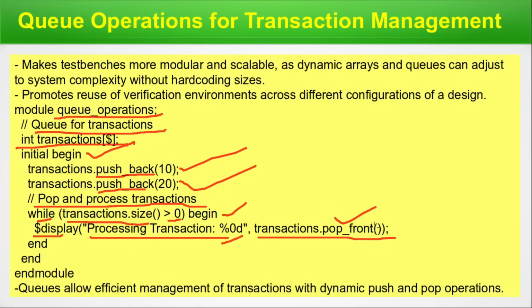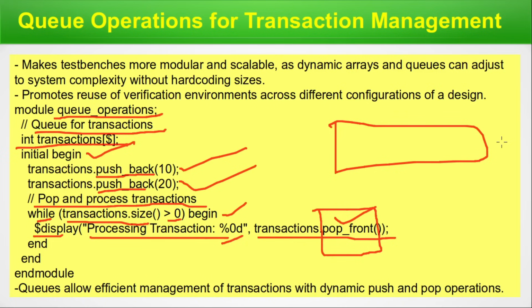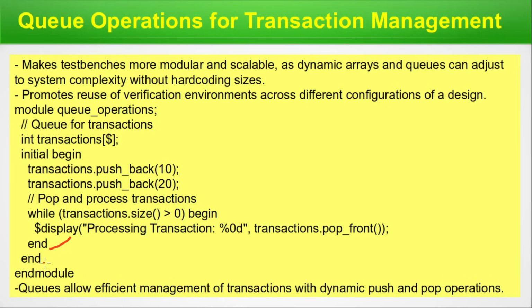So this is another predefined method, as SystemVerilog is an object-oriented language. Pop_front. So for this queue we are pushing from the back and popping from the front. The first element pushed from the back will come out first. So here we end the while, then we end the initial, and then we end the module.